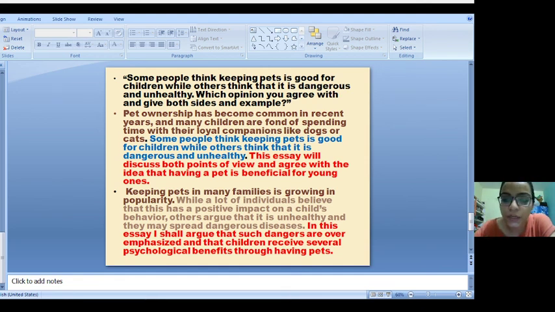That's how you should be writing your introduction to your writing task, to make it very, very simple and crystal clear. Your task response should be clear through your introduction.